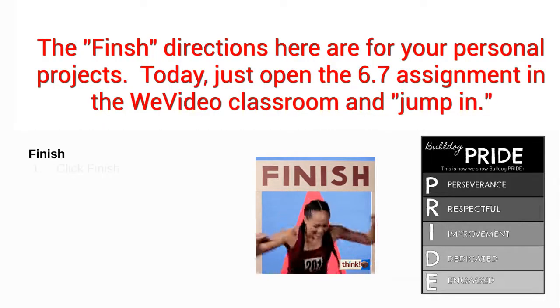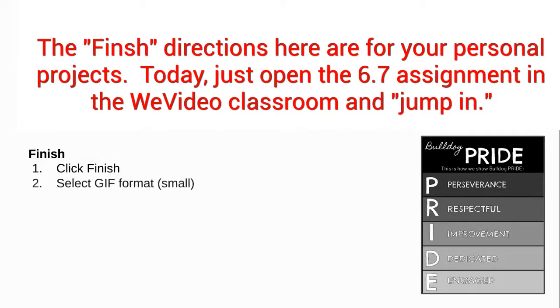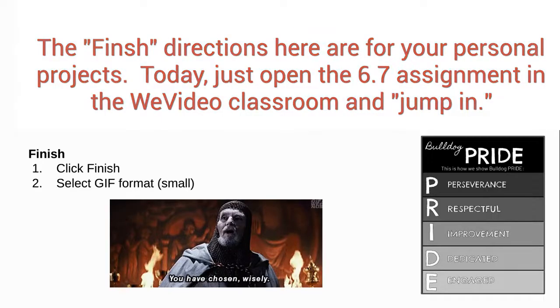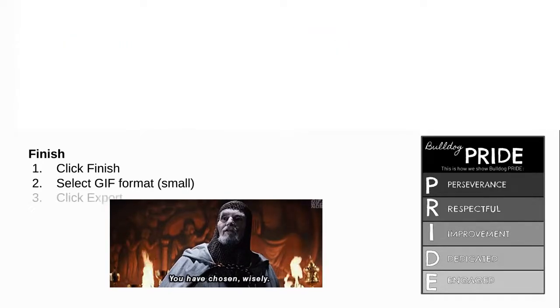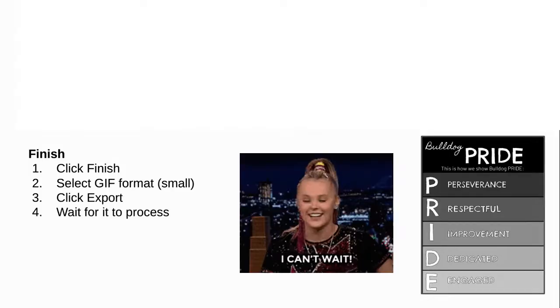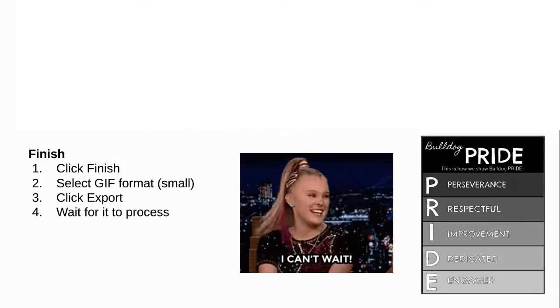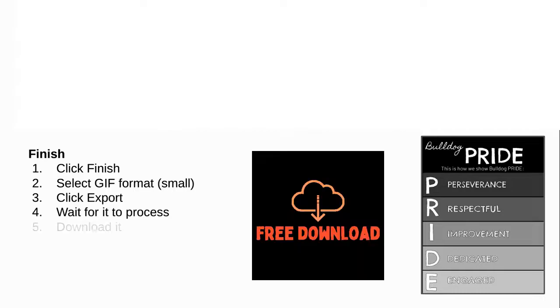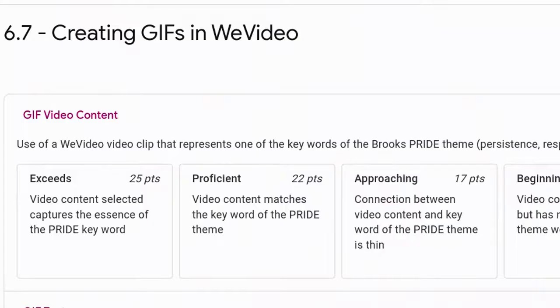To finish the production, you'll click on Finish and then select the GIF format. Use the small format so that the file is still small. Then you're going to click Export, wait for it to process. This will only take a minute or two at the most because it's such a small file. Then download it. Let's take a quick look at the rubric.